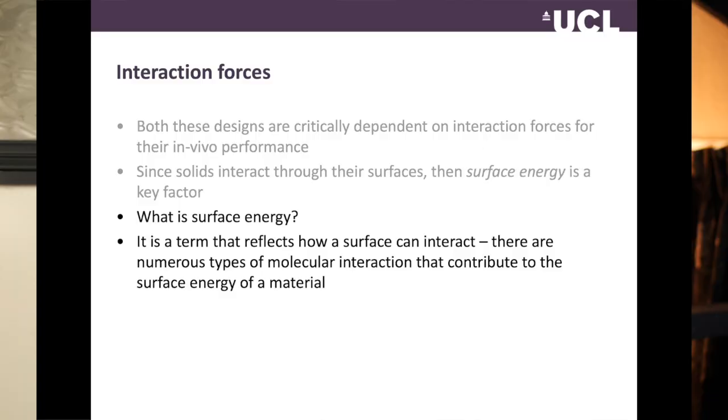And where does surface energy come from? It comes from a number of different factors: what the chemistry of the molecule is, and also how those molecules are arranged at the surface. And all of those things contribute to the overall surface energy of a material. Surface energy is a really complicated concept, and we don't need to go into it in super great detail. We just need to understand the basics of adhesion and cohesion so we can understand how dry powder inhalers actually work.